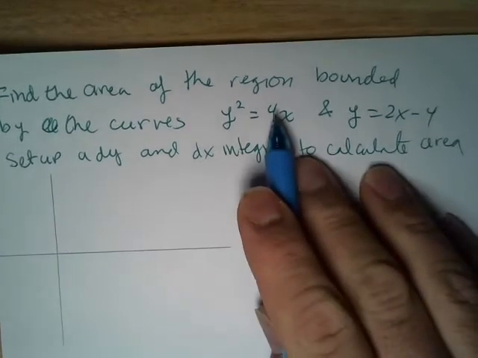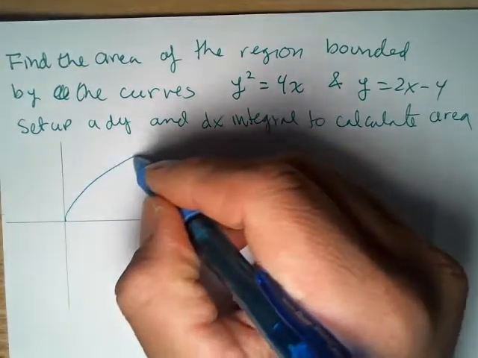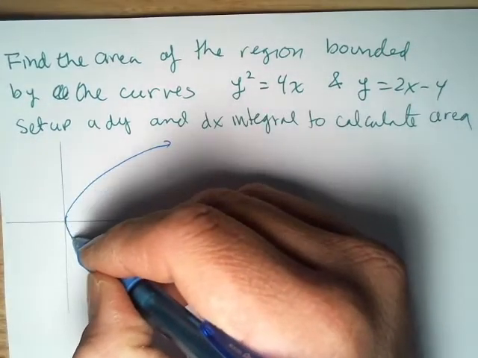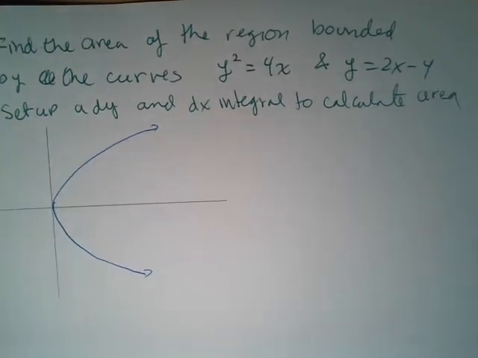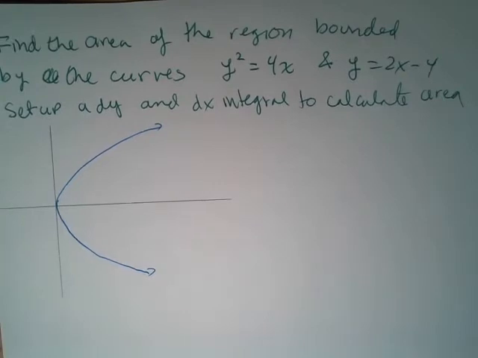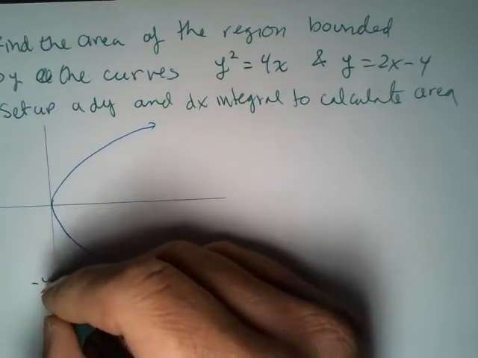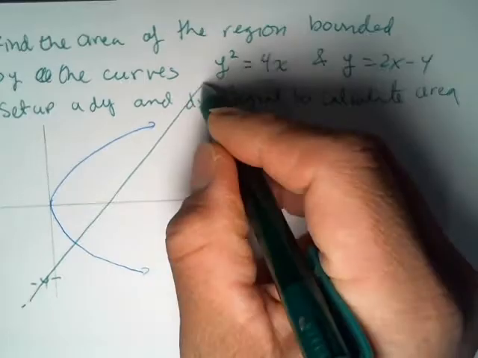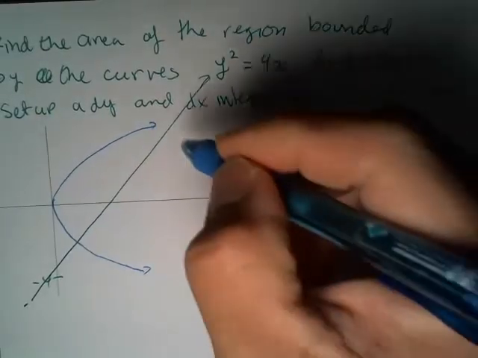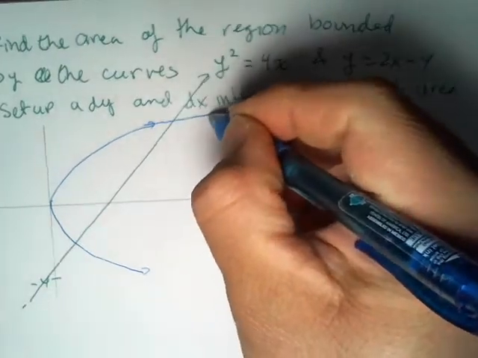All right, y squared equals 4x. That's a parabola, but it's opening up in this direction here. And y is equal to 2x minus 4 is a line. It crosses the y-axis at negative 4, has a positive slope, so it looks something like this. Extend these out here.